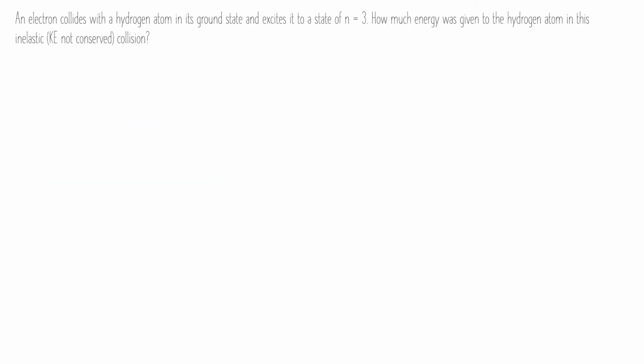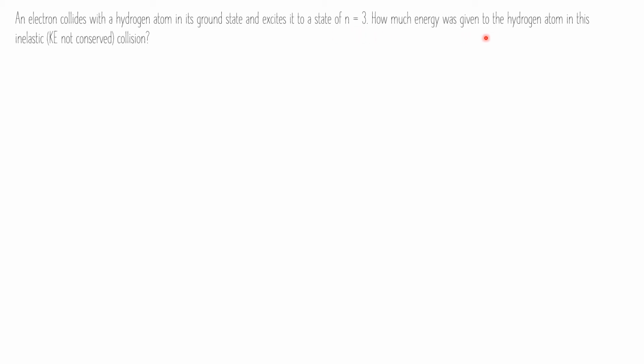Now let us have the first sample problem. So let's check if we understood the concept of the energy level. So here, an electron collides with a hydrogen atom in its ground state and excites it to a state of n is equal to 3. So if we have the ground state, meaning n is equal to 1, and it excites, meaning it jumps to n is equal to 3.